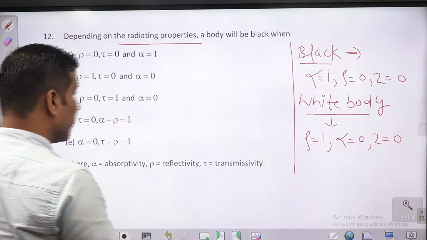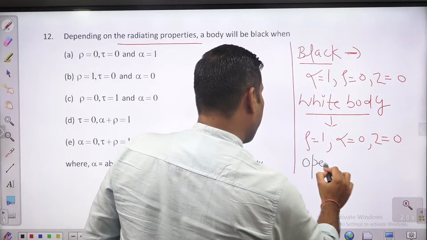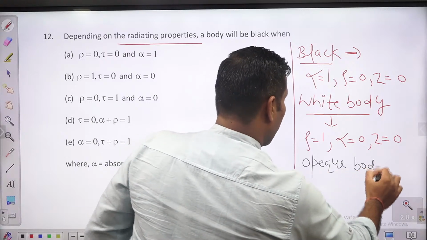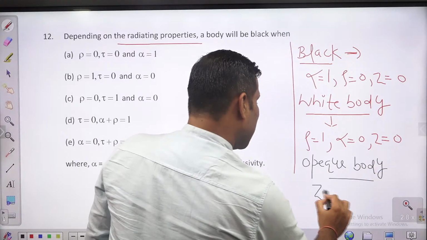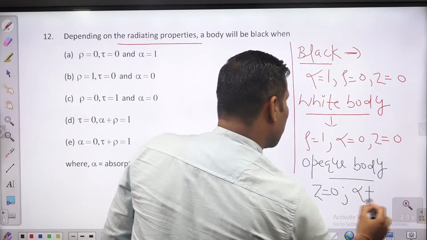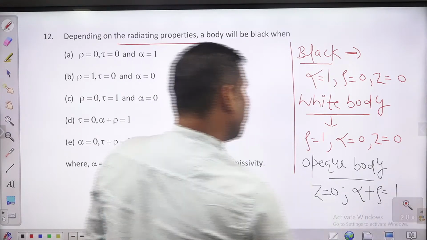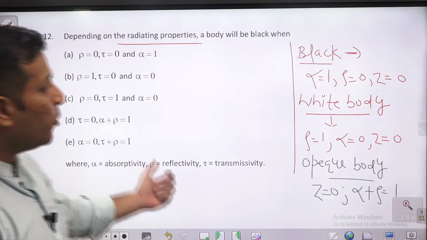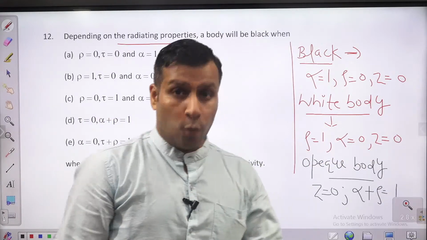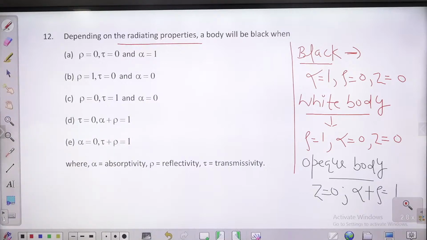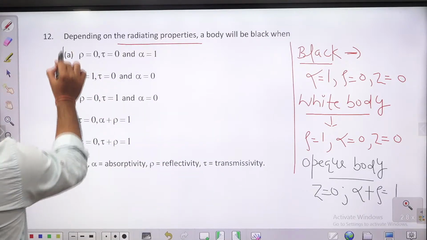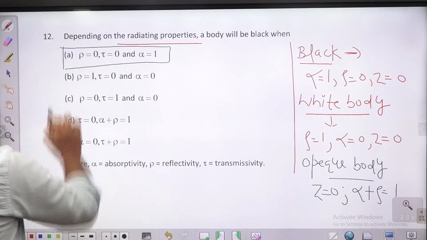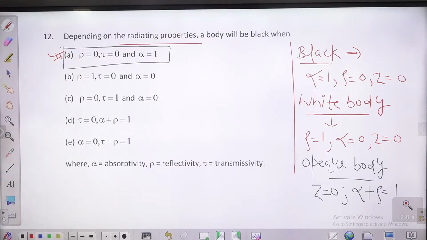What is an opaque body? For an opaque body, the transmissivity is 0. It means the sum of absorptivity plus reflectivity equals 1. So black body, white body, opaque body, transparent body. For an ideal transparent body, the transmissivity will be equal to 1. Here he is asking you about the black body. So for a black body, the absorptivity equals 1. So option A itself is the right answer. Fine, let us move to the next question.